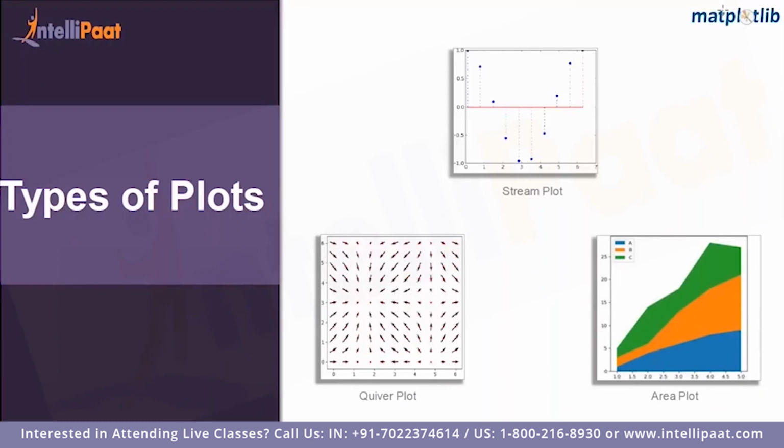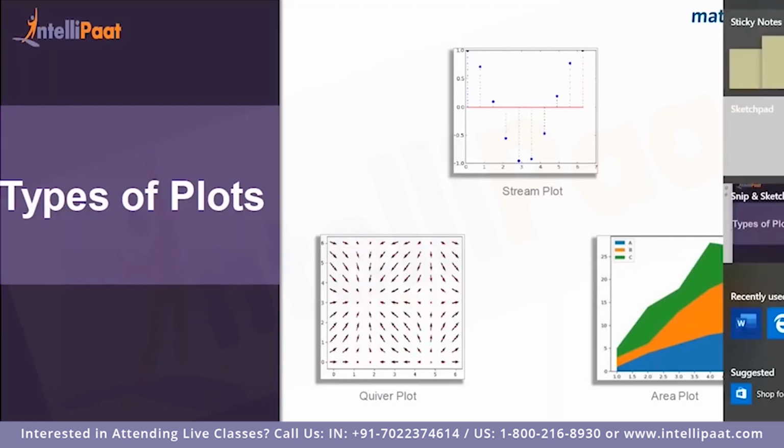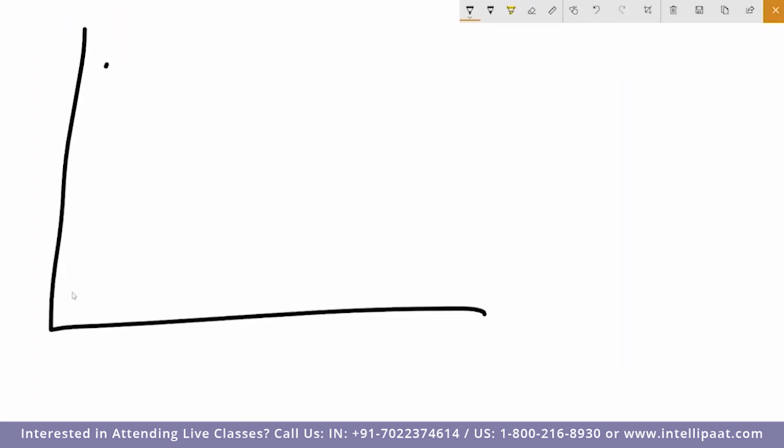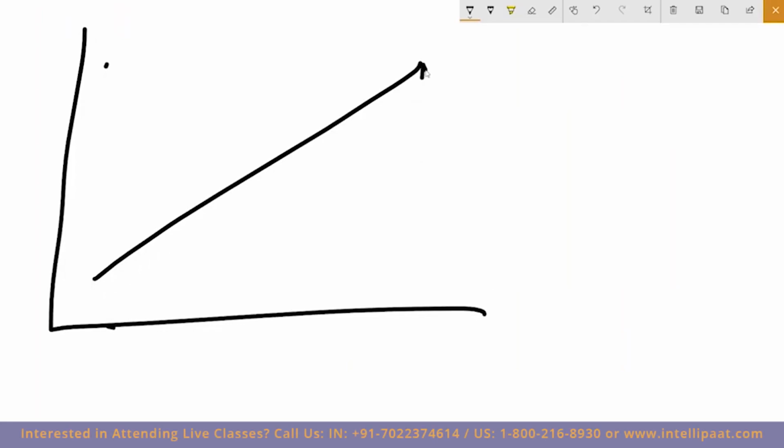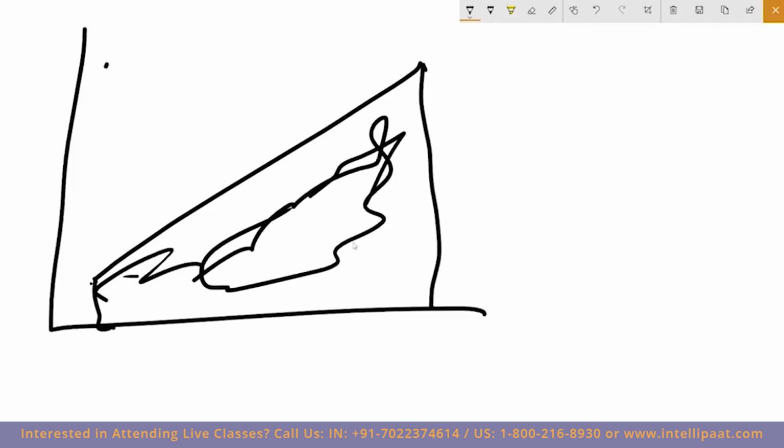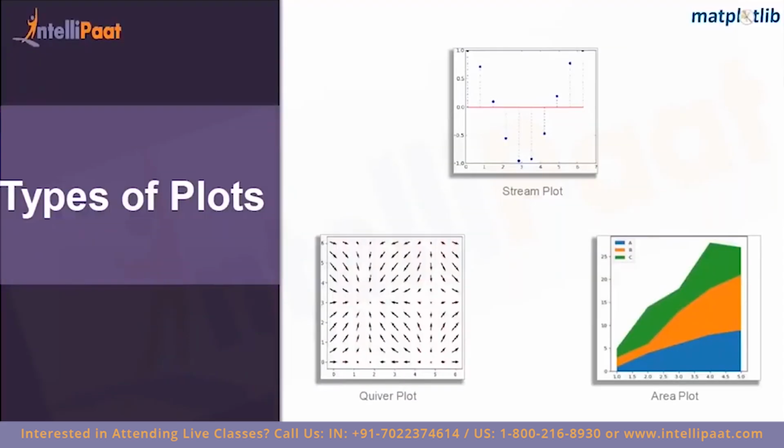What is an area plot? An area plot will show you the area covered by a line. How can you see that? Let's say we have a line plot. I am drawing some line over here. The area plot will show this area that we have inside this. So that is to show you the area covered by a curve. That is what is called an area plot.